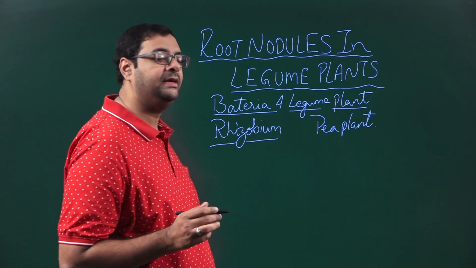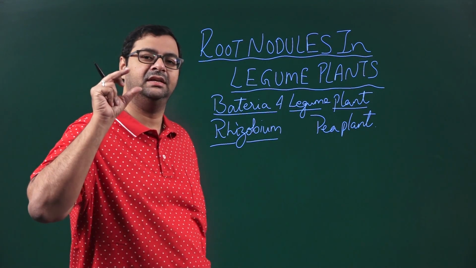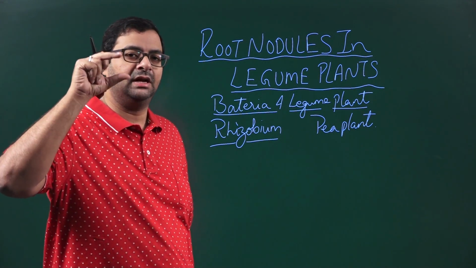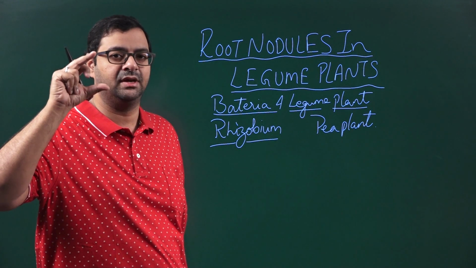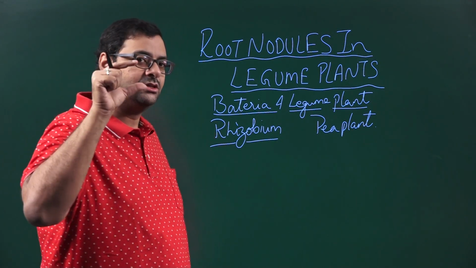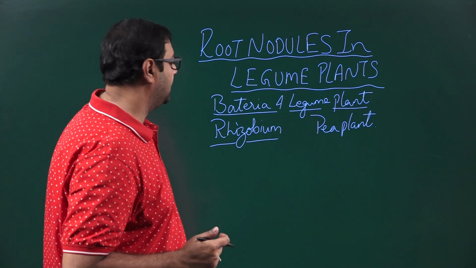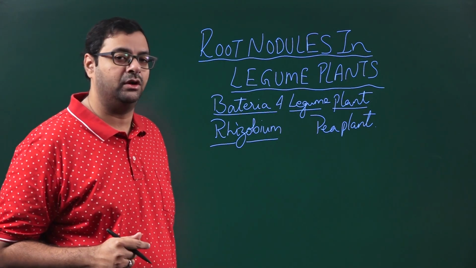Now legume means what? They have pods. The legume plants will have something called pods. So peas you can see they are in pods. Generally, a legume plant's characteristic is that they have pods and also they have something called root nodules.